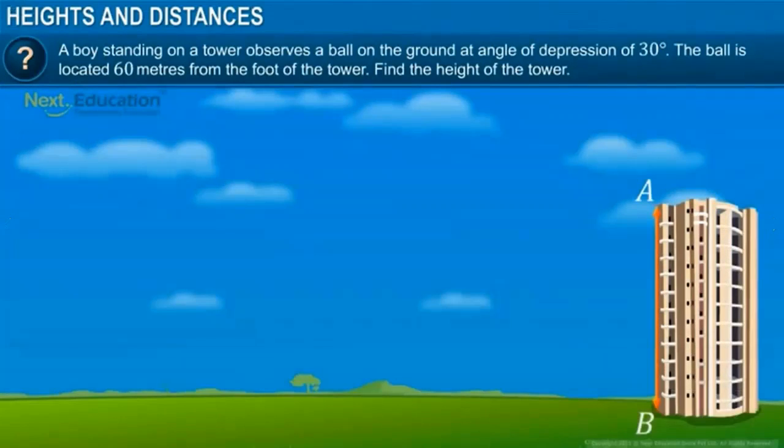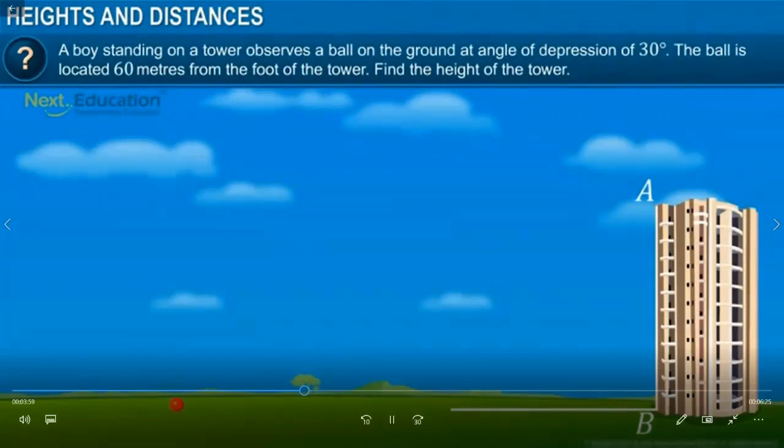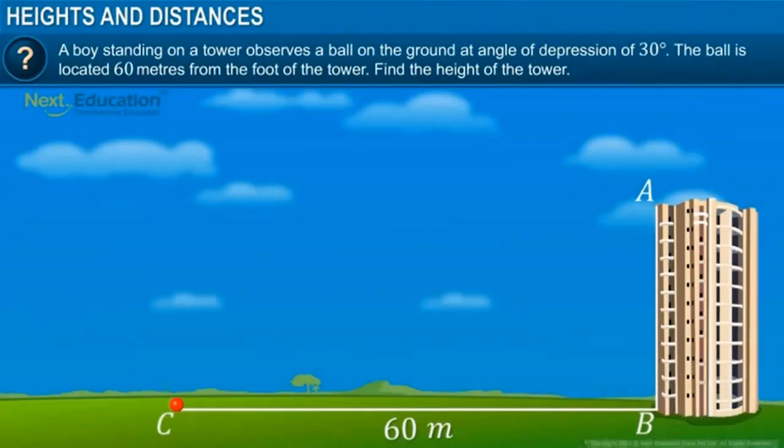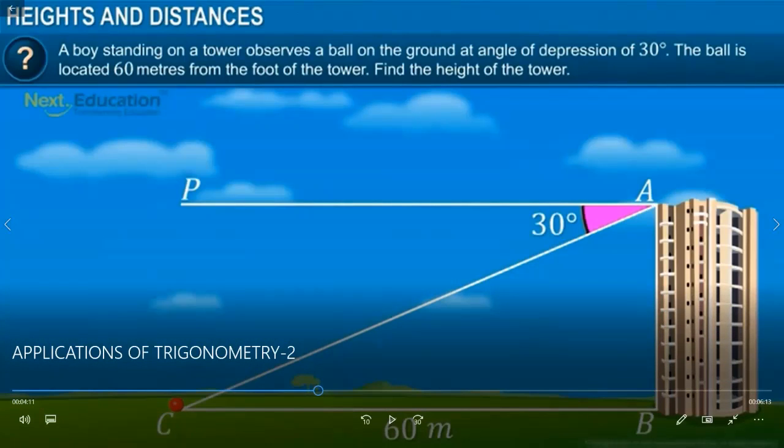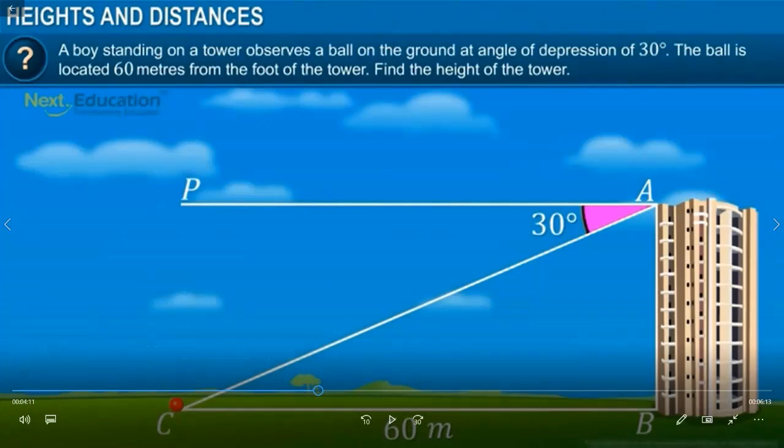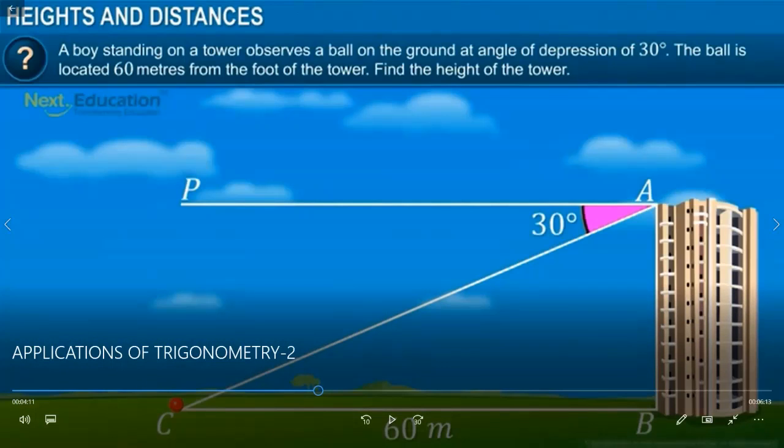Let AB represent the tower. The ball is located 60 meters away from the foot of the tower. The boy observes the ball at an angle of depression of 30 degrees. This is what you people have done. I need to see the horizontal level and the angle of depression very clearly in the diagram. Now, if this is 30 degrees, which other angle will be 30 degrees, children? Angle of elevation. Perfect. ACB. So this angle becomes 30 degrees, and that is nothing but the angle of elevation.